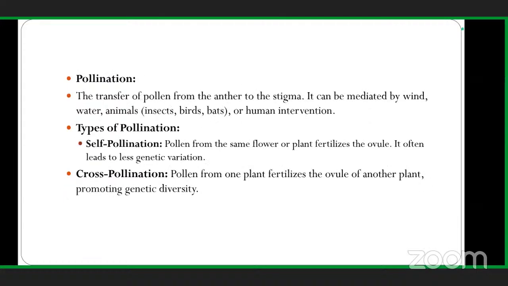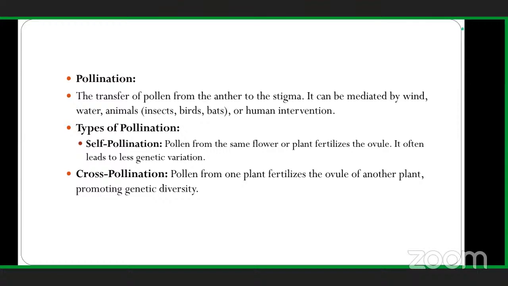Next, pollination: the transfer of pollen from the anther to the stigma. It can be mediated by wind, water, or animals. Animals include insects, birds, bats, or sometimes human intervention. So now, types of pollination. Basically there are two types. One is self-pollination, where pollen from the same flower or plant fertilizes the ovule. It often leads to less genetic diversity.